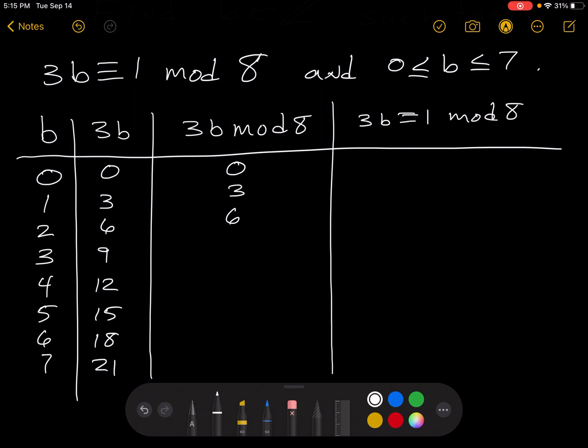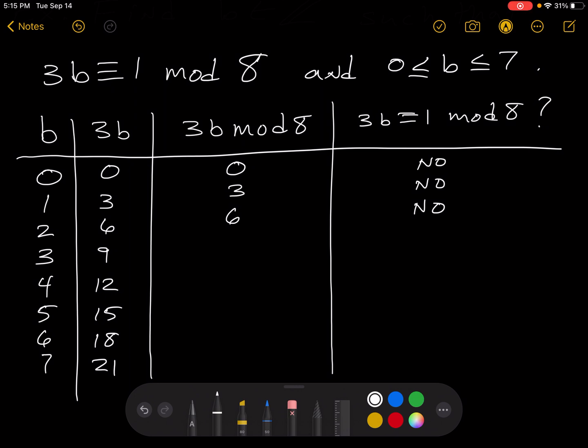Okay, and then let's just fill out this last column here. So is 0 congruent to 1 mod 8? No. Is 3 congruent to 1 mod 8? No. Is 6 congruent to 1 mod 8? No.